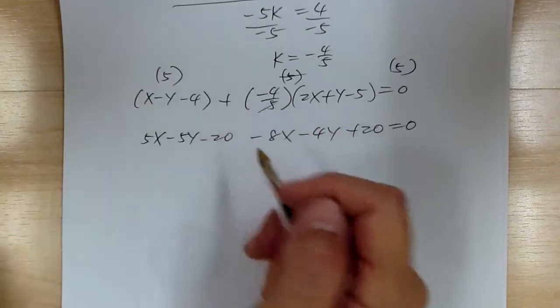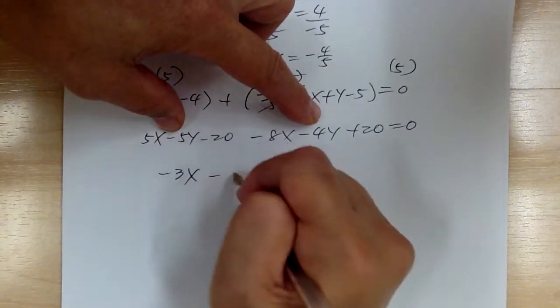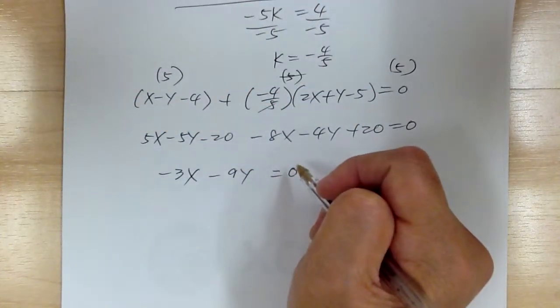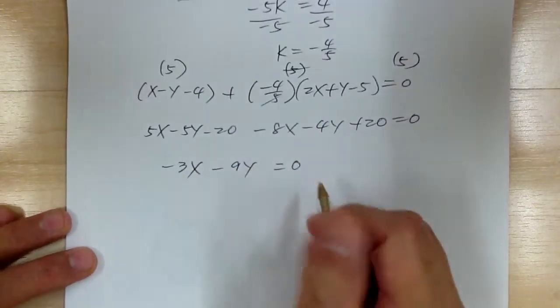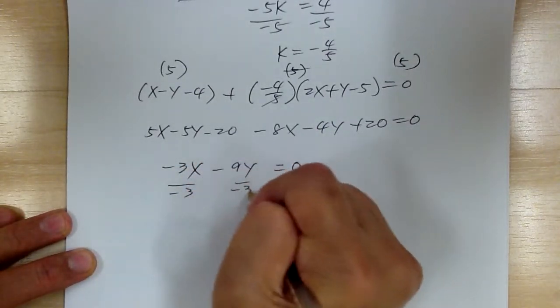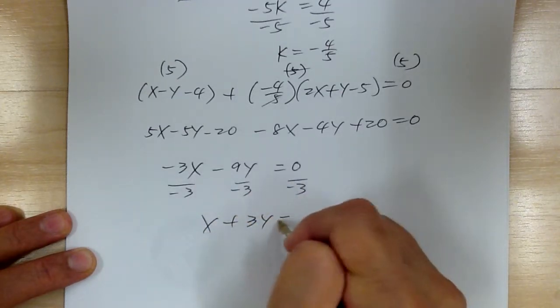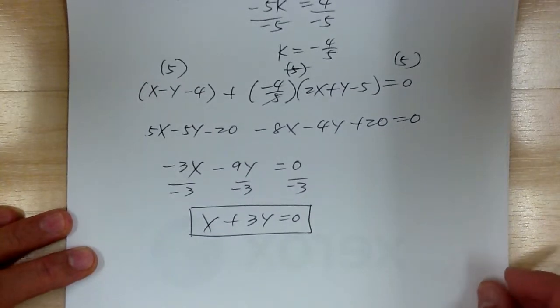And collect my terms. So this will give me minus 3x. This will give me minus 9y. This cancels out and it's equal to 0. Okay. Then after that, I'm going to divide everything by -3 to simplify. So I get x plus 3y equal to 0. Okay, let's go to number 30.